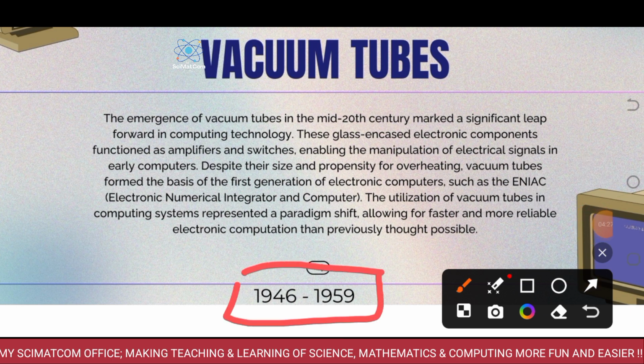1946 to 1959. Examples are the ENIAC, which is the Electronic Numerical Integrator and Computer. We also have the UNIVAC and the UNIVAC 1. All those are there.